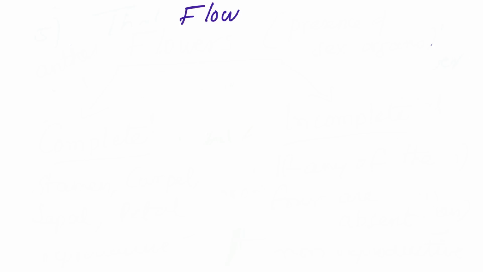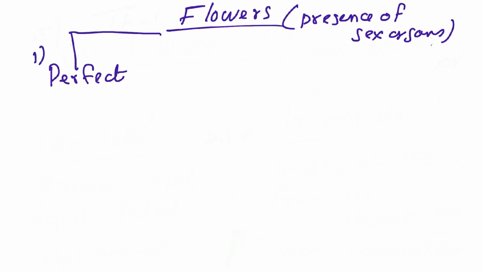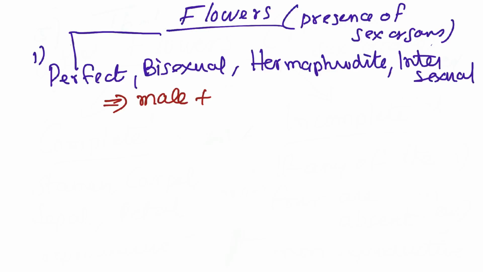Now we are going on to another very important manner in which flowers are divided, which is based on the presence of the sex organs. And this is very important from the examination point of view. The first is, of course, the perfect flower. It's also called bisexual, or hermaphrodite, and also called intersexual. The word bisexual indicates what we are looking at. It basically means that both the male and female sex organs are present.